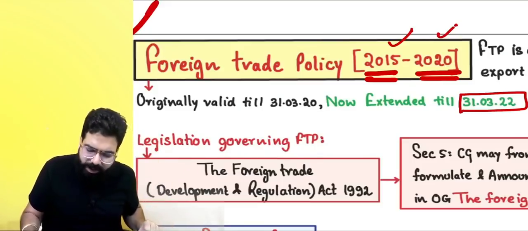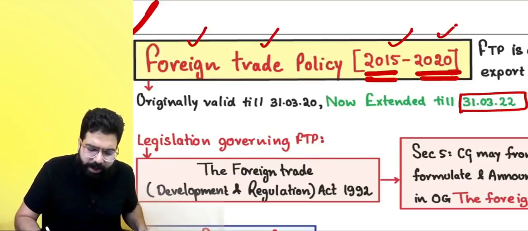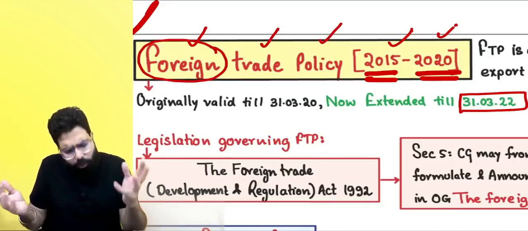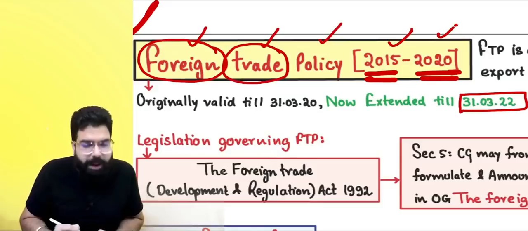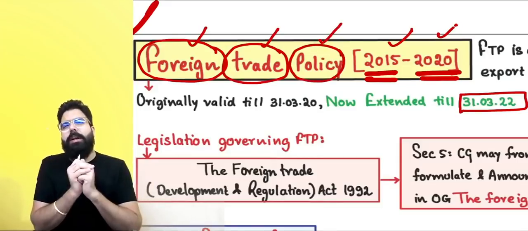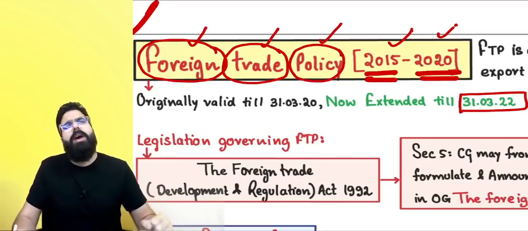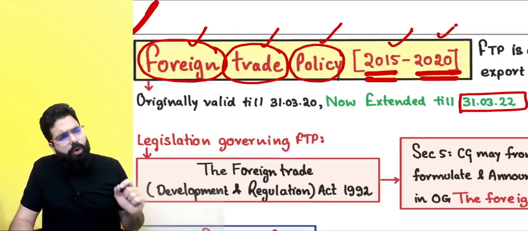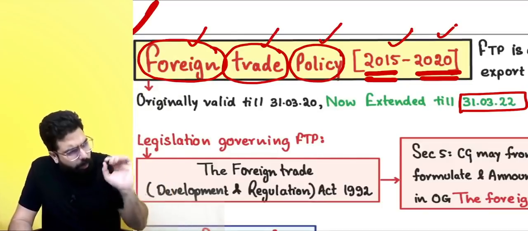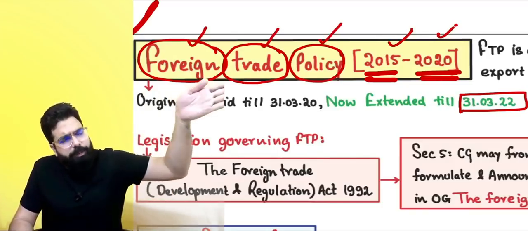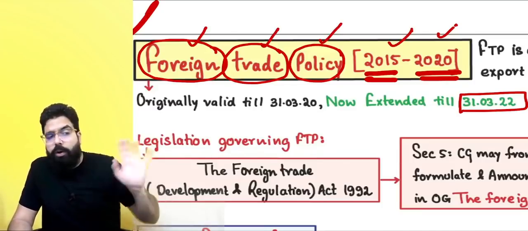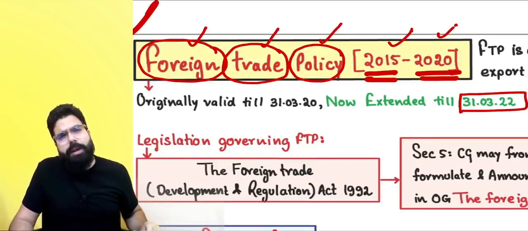Sir, what is this foreign trade policy? As the name suggests, foreign means outside India, basically. The trade which is happening, the policy of the government. Every 5 years, the government sets targets for the next 5 years: what will be our stand in the foreign market? How much import do we want to do? How much export do we want to do? Do we want to allow these goods to be imported? Do we want to allow those goods to be exported?